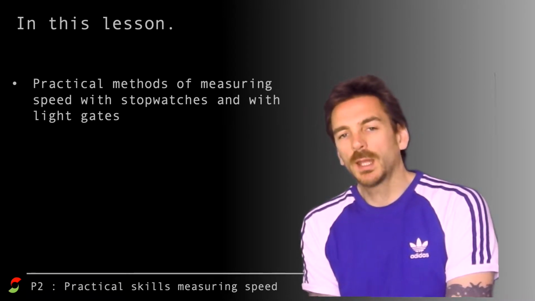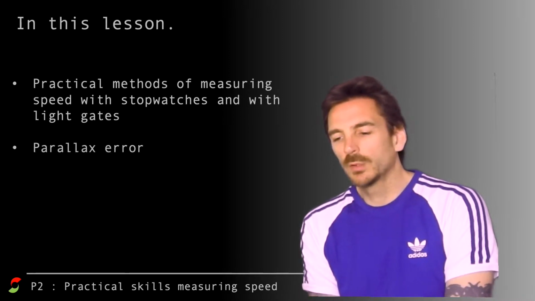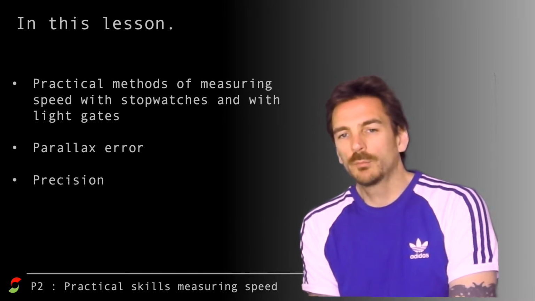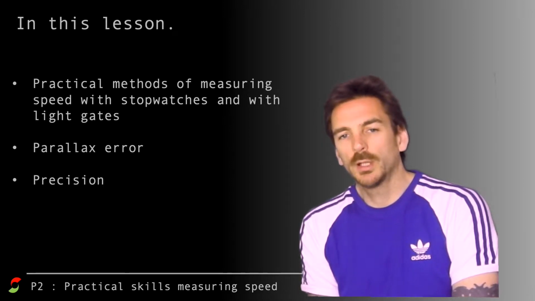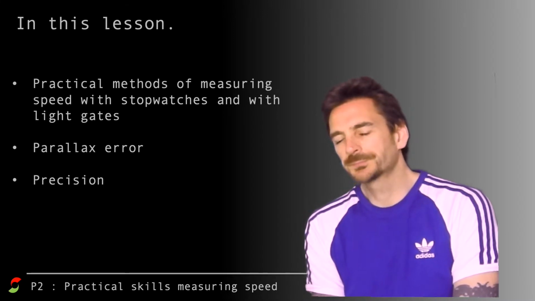This episode we're going to be looking at something quite specific, and that's practical techniques of measuring speed. We're going to be looking at stopwatch methods and light gates, and we're also going to be looking at how parallax error and precision can also help produce more accurate readings in your practical work.